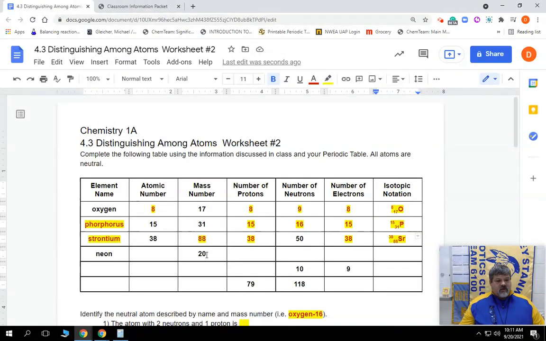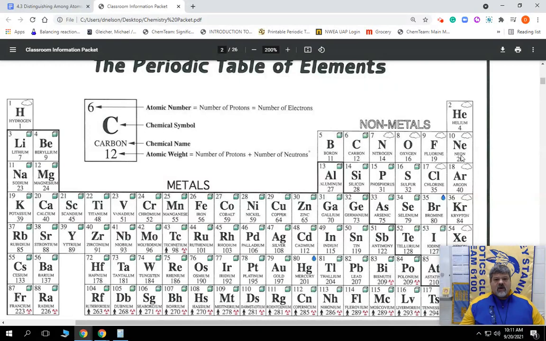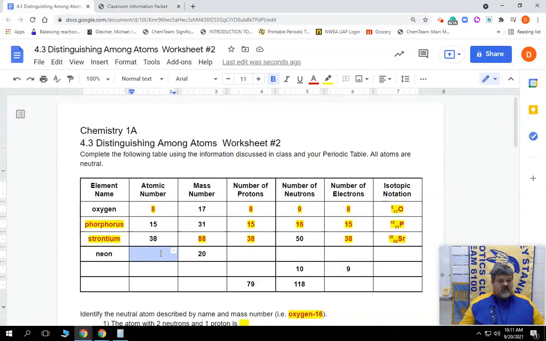Here we have the mass number of 20, but let's go ahead and do the rest of them. Neon, let's go over here to the periodic table, find neon. Neon is right here, so its atomic number is 10. So we're going to put a 10 right in here, which means the number of protons is also 10, which means the number of electrons is also 10. And in order to get the number of neutrons, I have to take the mass number, 20, subtract 10 from that, and we know that that's going to be 10.